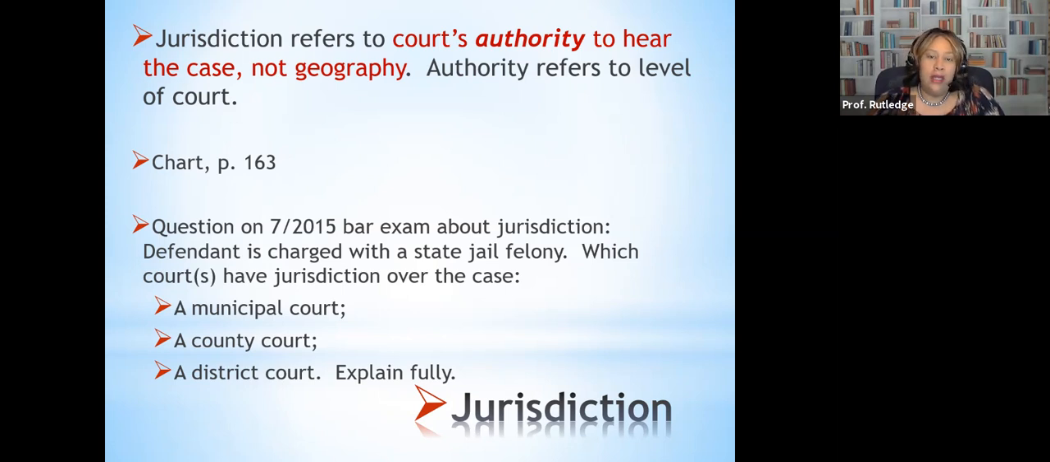So a felony, I told you a misdemeanor is punishable by up to a year in the county jail. A felony is punishable by 6 months in the state jail, 2 years to TDC, which is the Texas Department of Corrections, all the way up to life imprisonment or a capital offense, the death penalty.